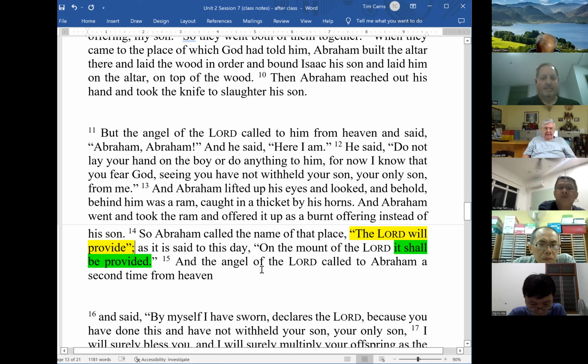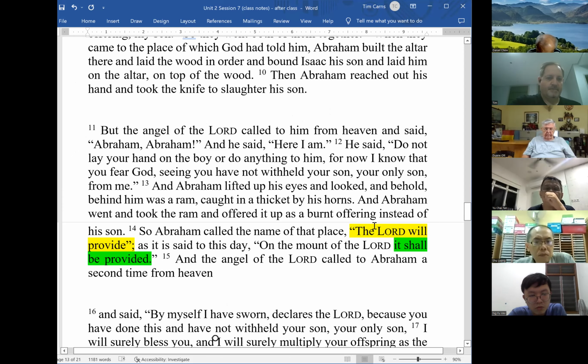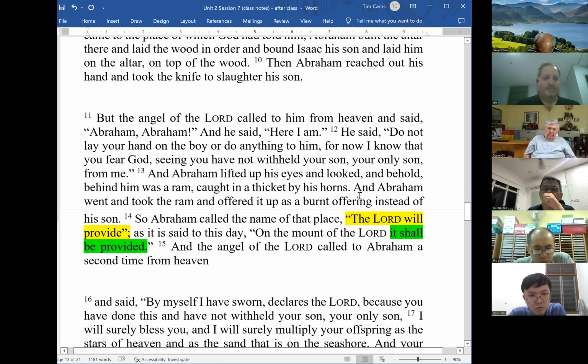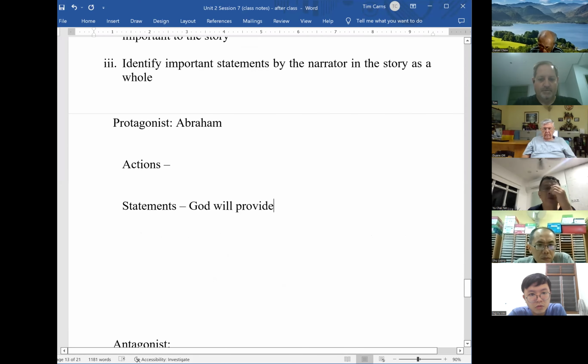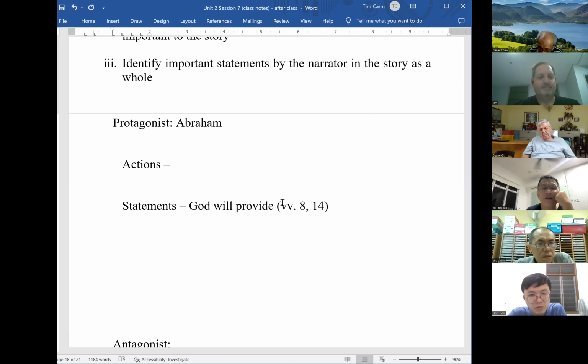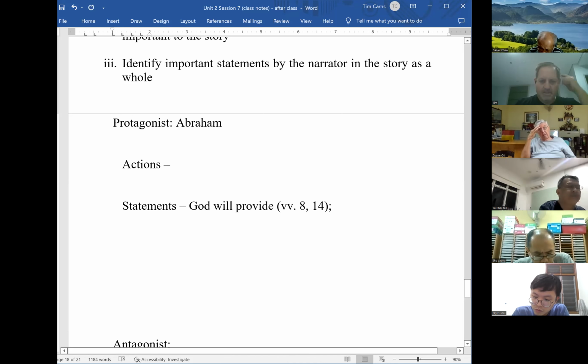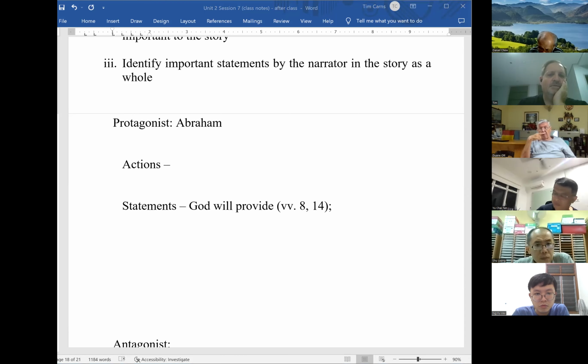Okay, good. So what was verses 8 and 14? Verse 8 and 14, correct. All right, good. Anything else that Abraham says or does that seems significant in the story?